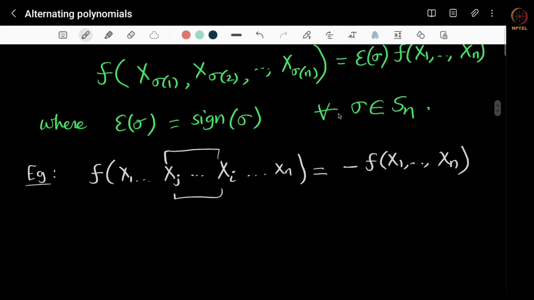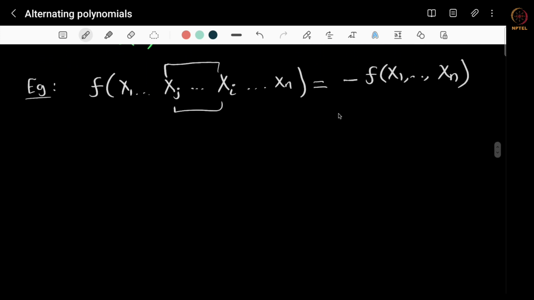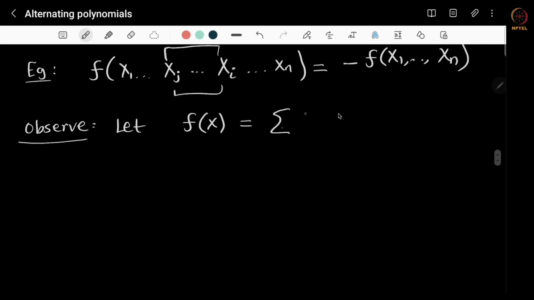Okay, now you can see it's very close to the notion of symmetric polynomials. In particular, many of the statements we proved there will carry over to this case with slight changes, with the signs somehow put into place. So here's one of the statements we made there. Let f of x be the sum of c alpha x alpha. This is the sum of monomials, with c alpha being some coefficients.